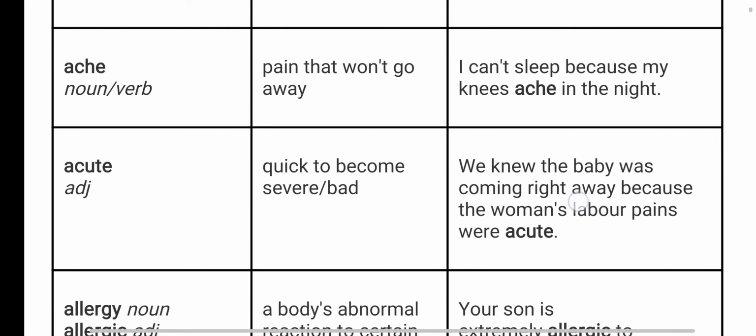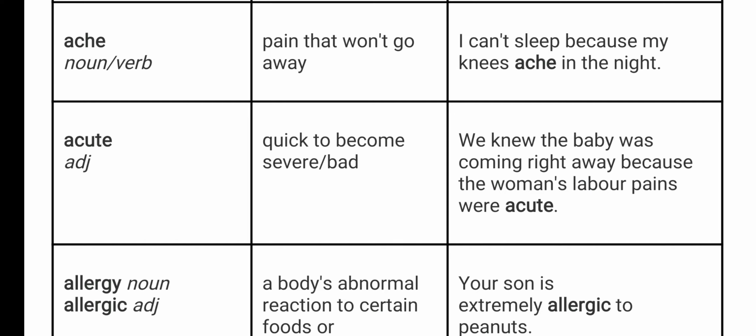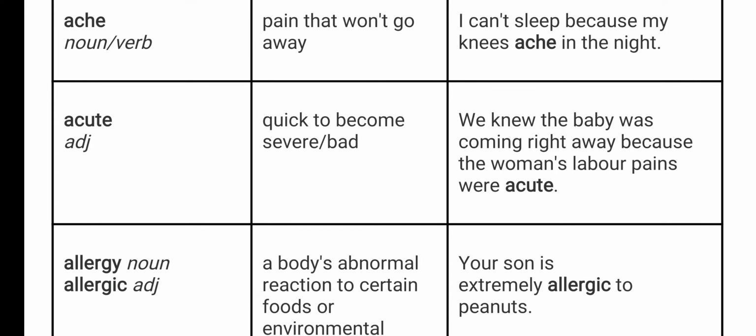Acute means extreme, severe. See, severe, as you see right here, is another word. We knew the baby was coming right away because the woman's labor pains were acute. Labor: when the woman is delivering a baby, in this case the word labor means the act of giving birth.